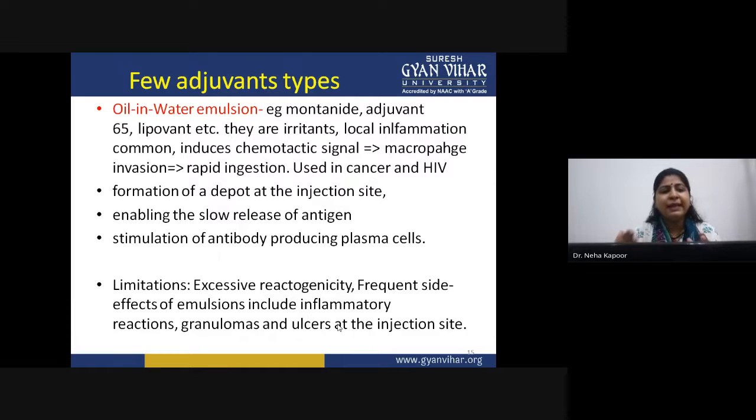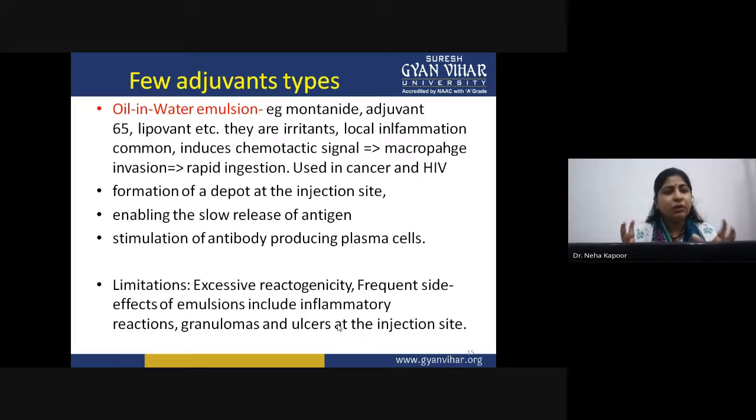First is oil in water emulsion. Oil in water means the adjuvant would be of such type that it would have two phases. One would be the oily phase, another would be the water phase. That is why we are calling it oil in water emulsion. Examples are MF59, adjuvant 65, and Lipovant.